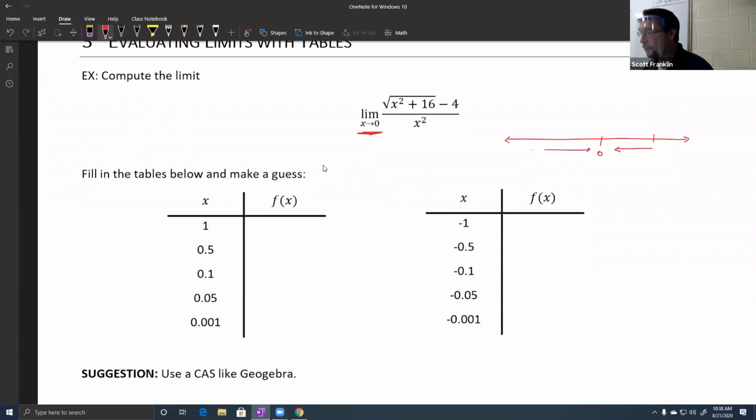So maybe from the right, I could plug in a 1. And then I could maybe plug in a 0.5. And then I could plug in a 0.1. And so on. I could get closer and closer and closer and plug those values in and see what happens. So that's a second way to evaluate a limit.